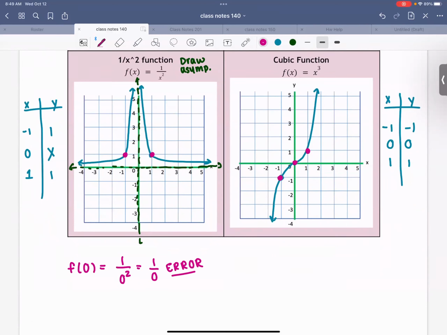It does not explode, but I can imagine it doing it. All right, if we don't have any more questions, I will pick up on this next class.